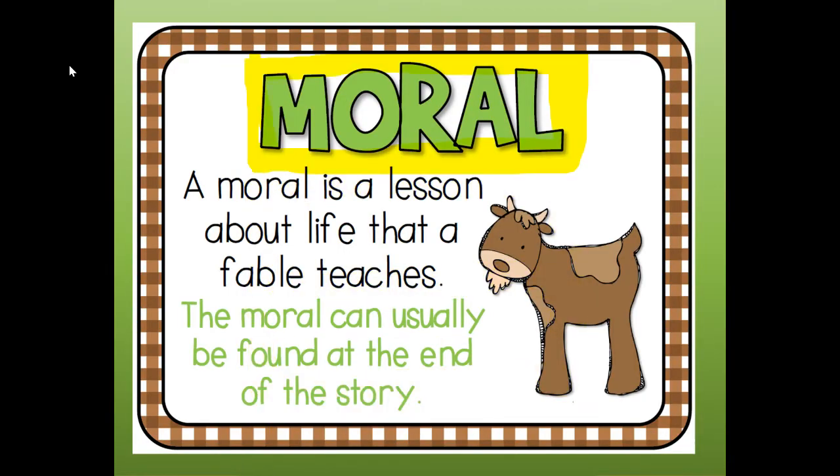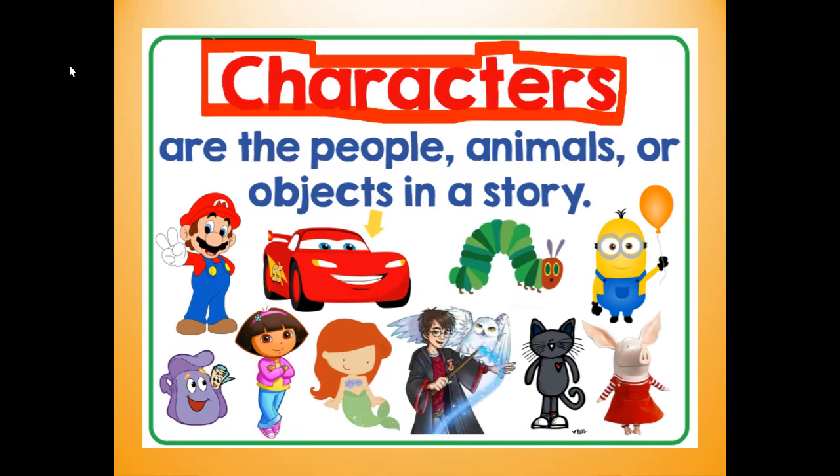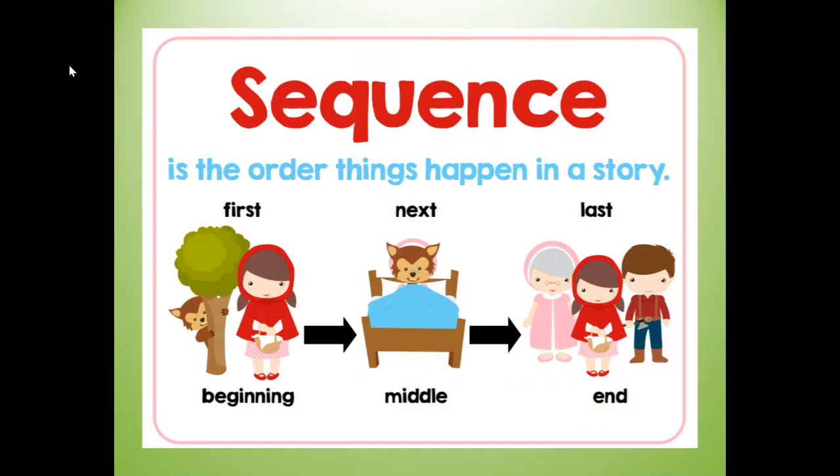Moral. What does a moral mean? A moral is a lesson about life that a fable teaches. The moral can usually be found at the end of the story. In other words, what did the characters learn? Or what did we learn from the story about life? Characters. What are characters? Characters are the people, animals, or objects in a story. Setting. What is a setting? A setting is where the story takes place.